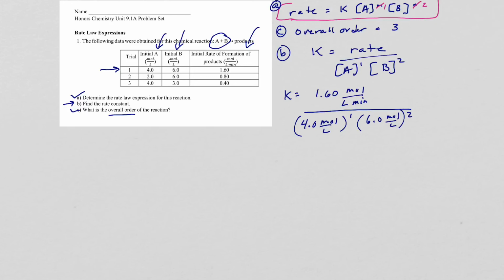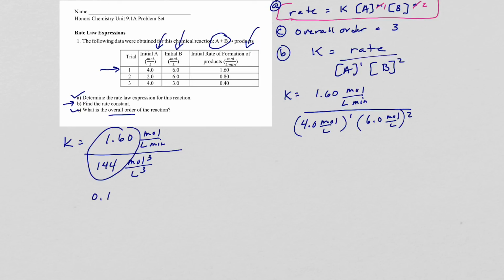So I'm going to finish my work way over here. If we just work on the denominator first, moles per liter per minute up in the numerator, but 4 times 6 times 6 is going to give you 144, and then the unit here is going to be moles cubed divided by liters cubed. Now we just need to simplify 1.60 divided by 144, which is a very small number, 0.011. I think I'm short a significant figure there, but let's focus on figuring out these units.